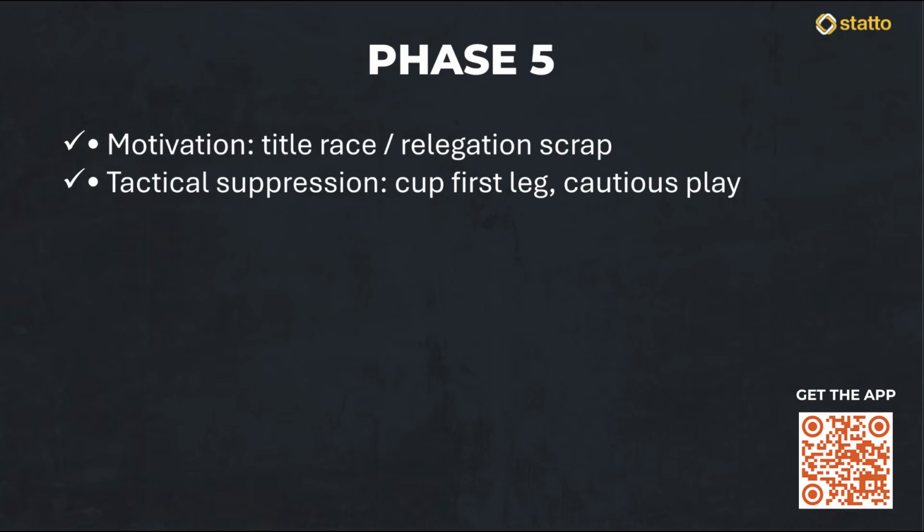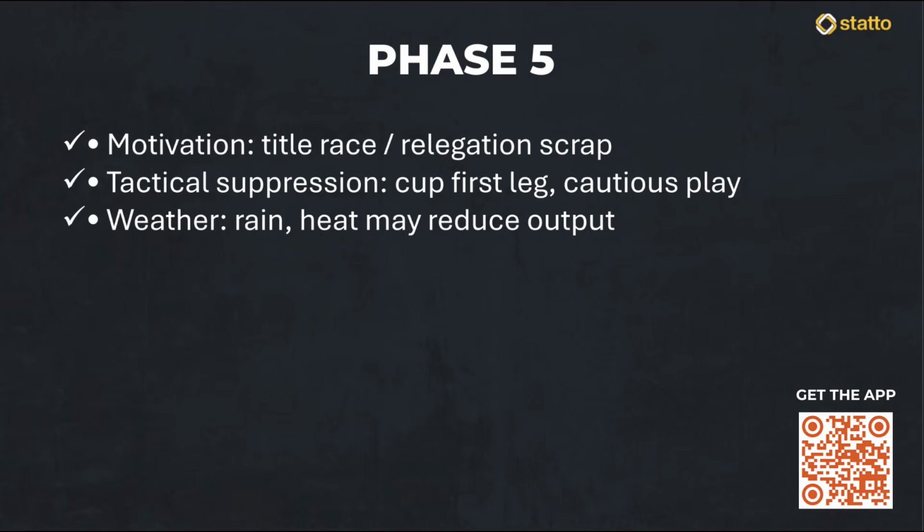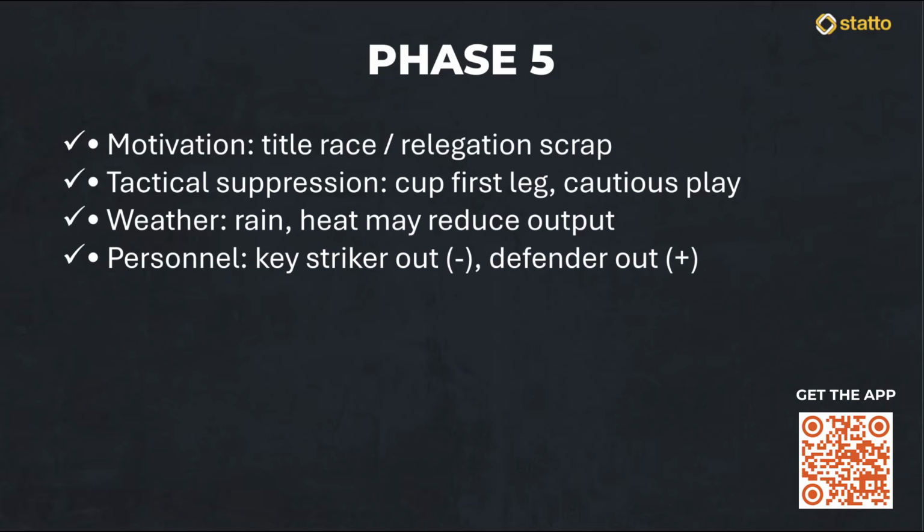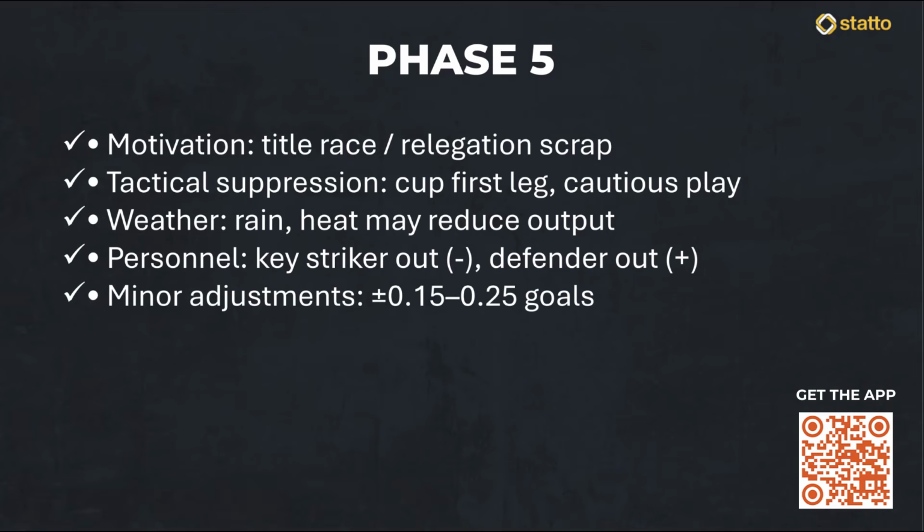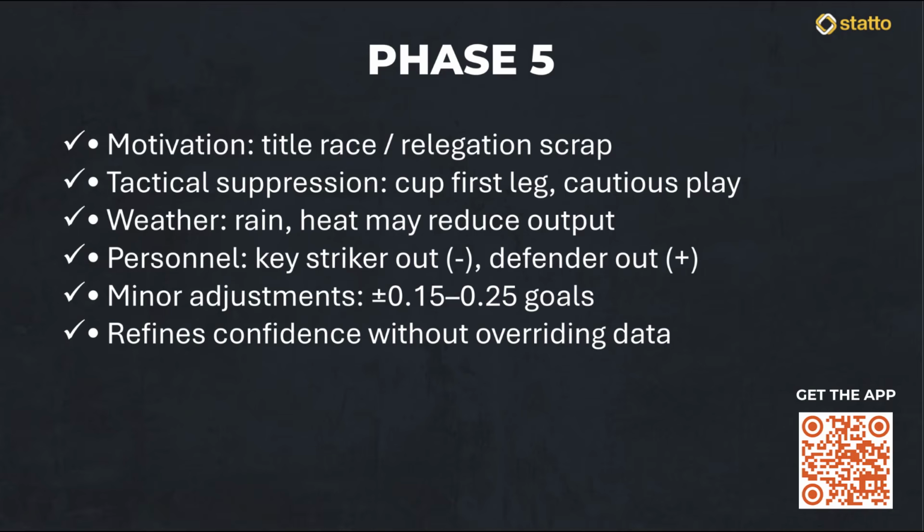Heavy rain or extreme heat can reduce pressing and lower shot accuracy, which might lead us to scale back our expectations. Finally, we check the personnel. If a key striker is missing, we reduce the projection slightly. If a defensive leader is out, we might increase it. We use these human elements to polish the diamond that the data has already found.